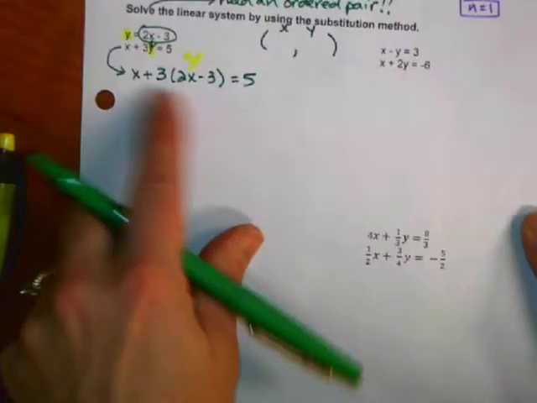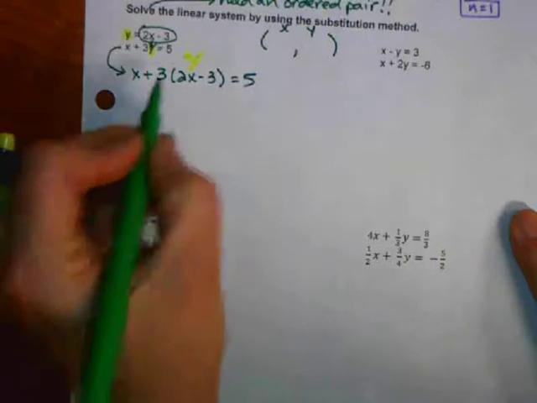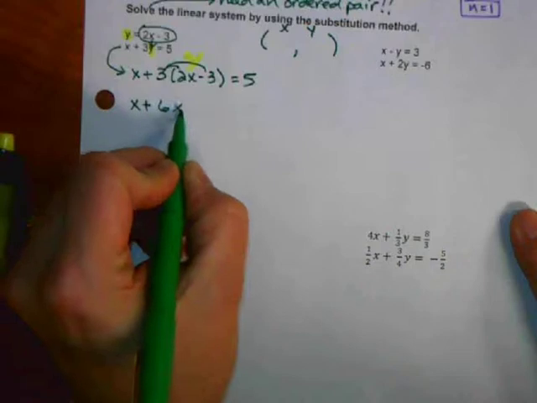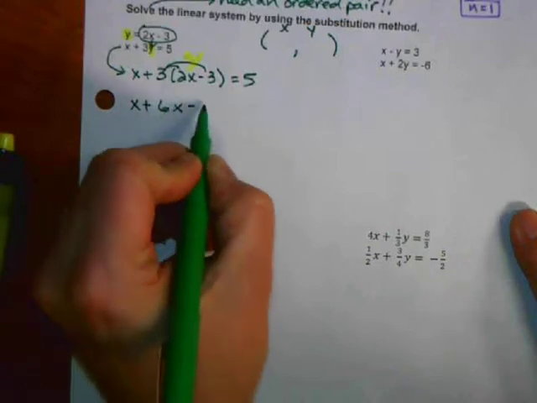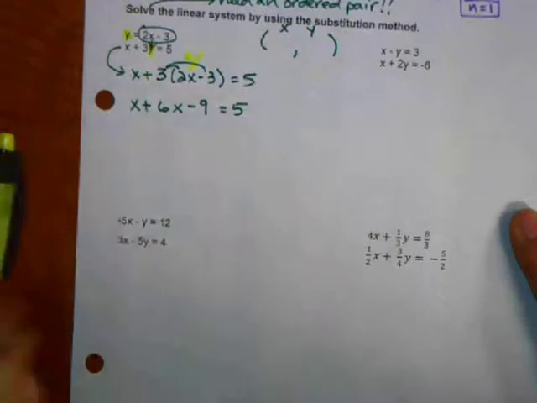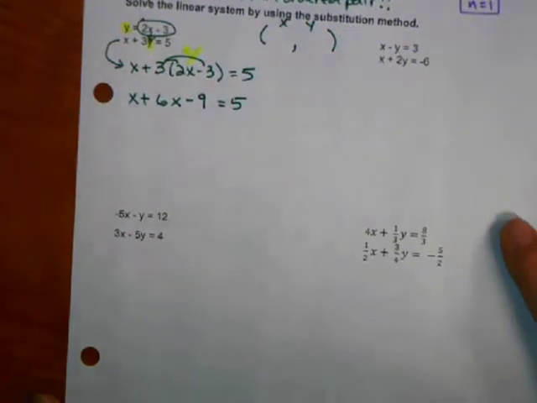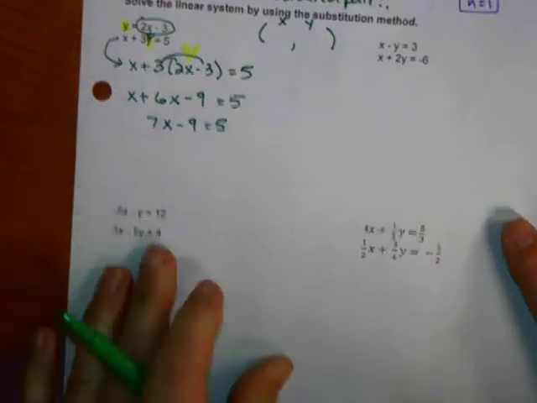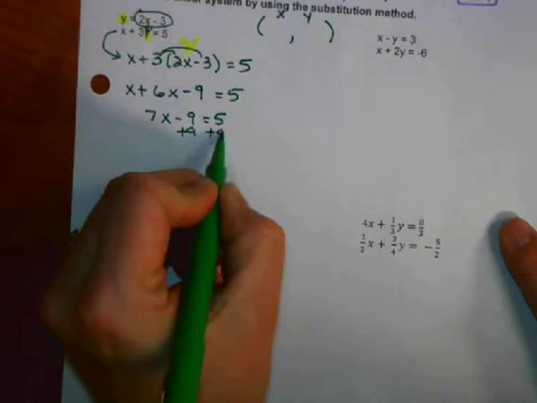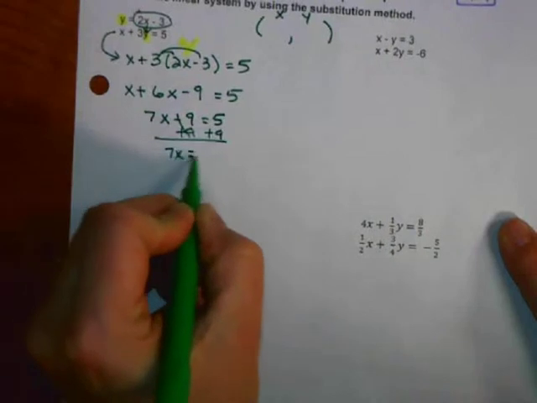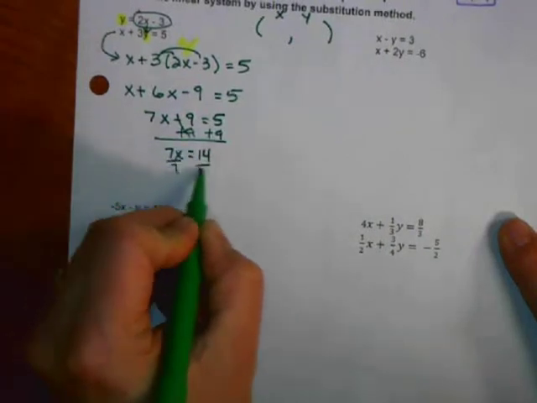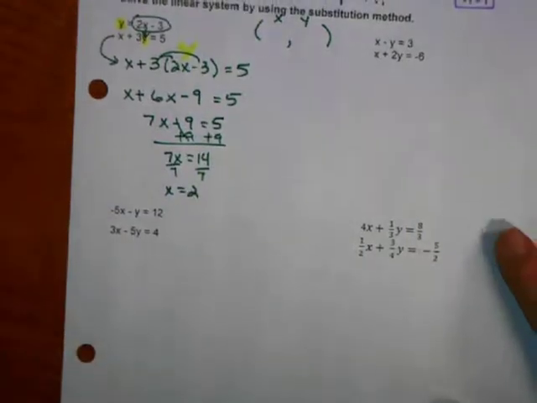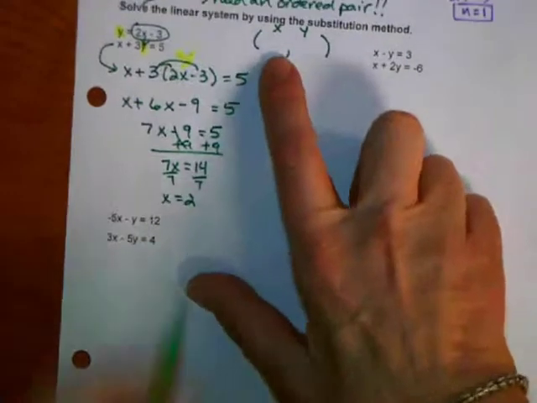All right, now I'm going to go back here and I'm going to solve for x. I'm going to have to distribute that 3. x plus 3 times 2 is 6x, minus 3 times 3 is 9, equals 5. Combine like terms, I get 7x minus 9 equals 5. Add 9, 7x equals 14. x equals 2. I'm going to take that 2, put it right here in my ordered pair.